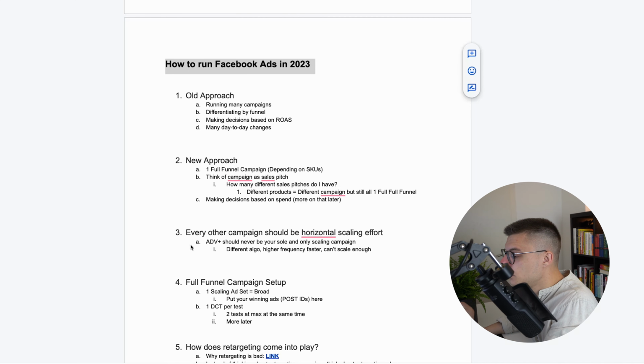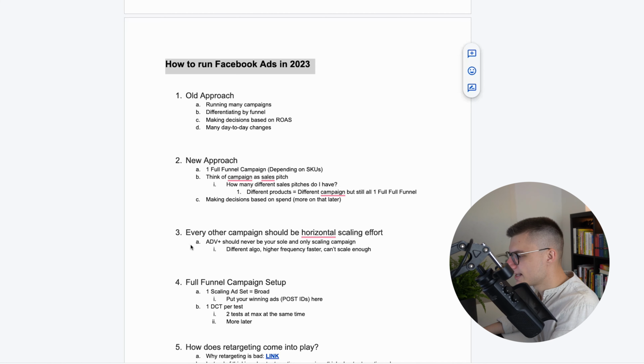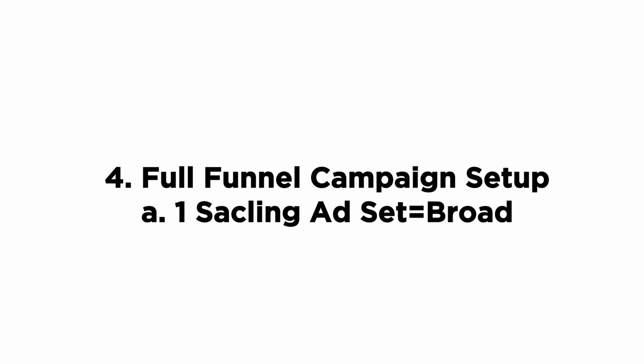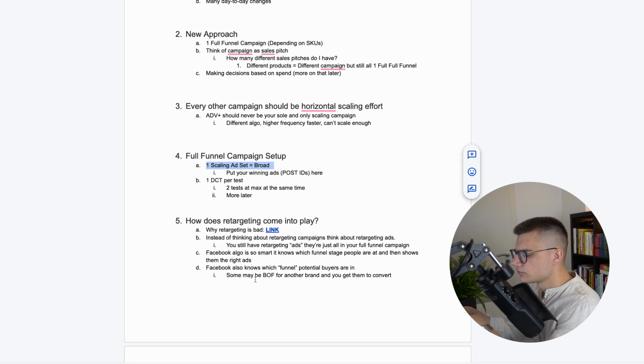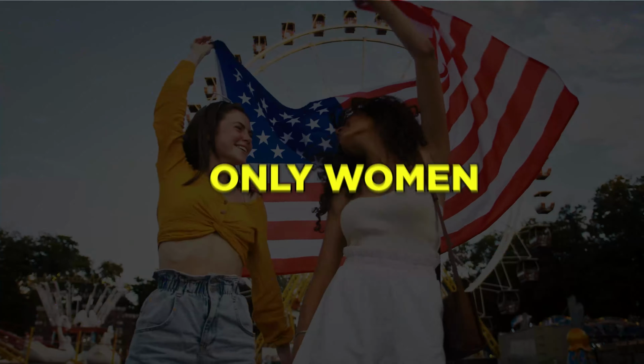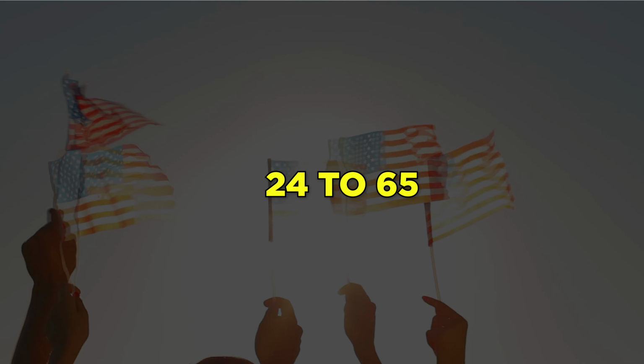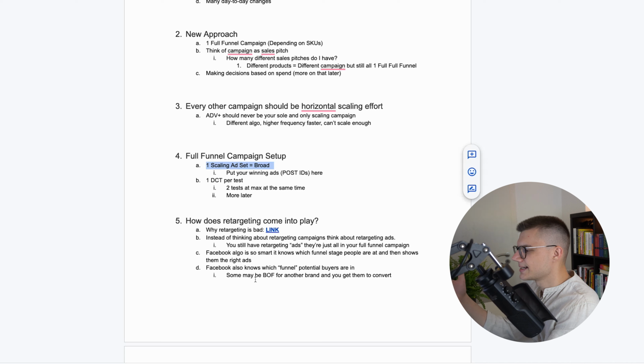Then, what does the full funnel campaign setup look like? You might be thinking there are tons of different ad sets in there, middle funnel retargeting ad set, blah blah blah. That's totally not the case. You have one scaling ad set, one ad set in there which is broad, and broad means no targeting. You only differentiate by gender, age, and location. That's it. For example, target the whole United States, only women between the ages of 24 to 65. This will be a broad ad set. You don't put any targeting in there. Definitely not any lookalike targeting.